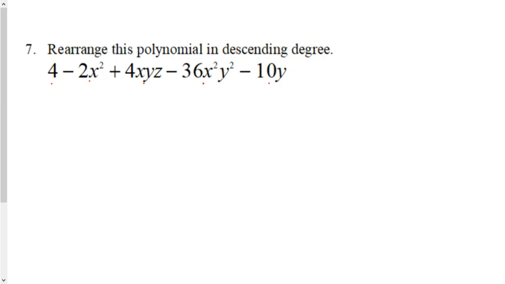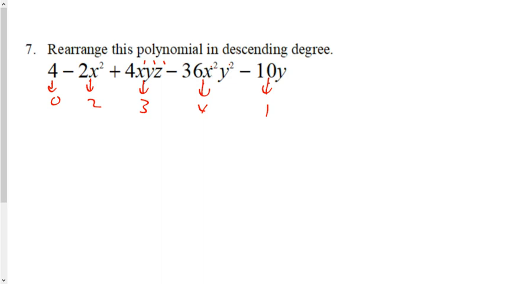So we're going to look at degrees. I'm just going to write the degrees: degree of 0, degree of 2, the degree of 3. Why is it 3? Because each of those variables has an invisible 1. This has a degree of 4 because 2 plus 2 is 4, and this has a degree of 1.